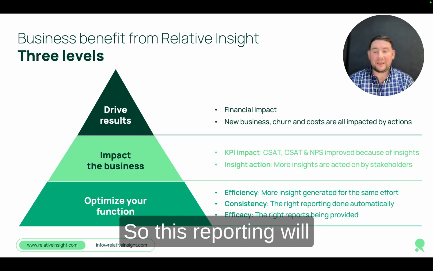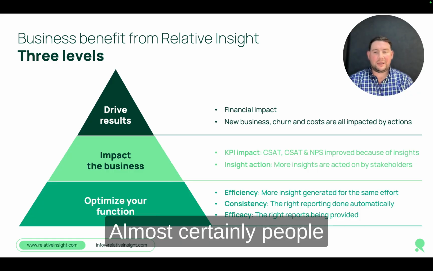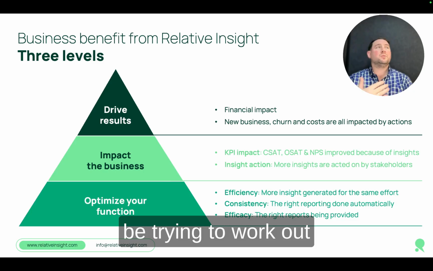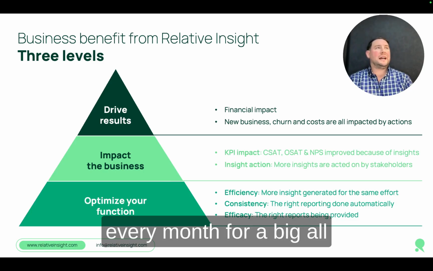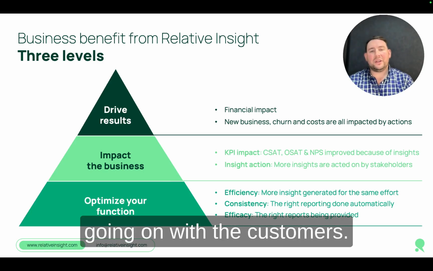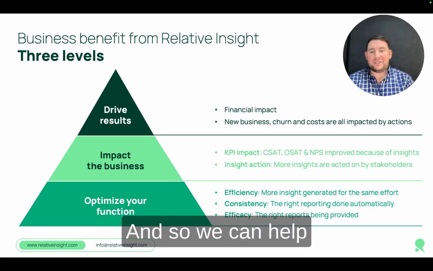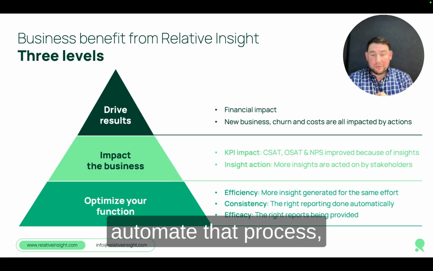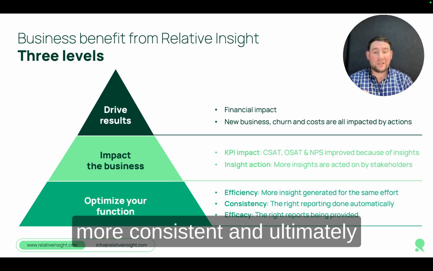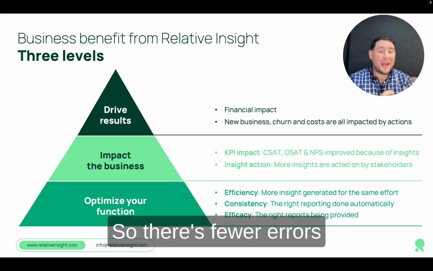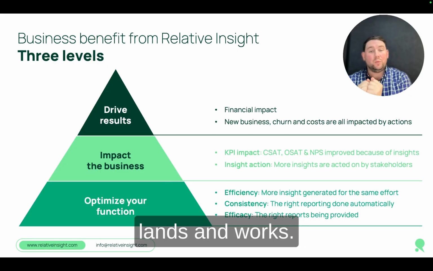So this reporting will almost certainly already be taking place. People within your organization will be trying to work out every month for a big all hands meeting what's going on with the customers. Why has churn gone up? Why has CSAT gone down? Whatever it is. And so we can help automate that process, make it more efficient, more consistent, and ultimately more efficacious, right? So there are fewer errors in it and it actually lands and works.